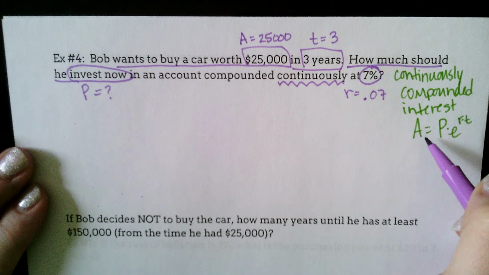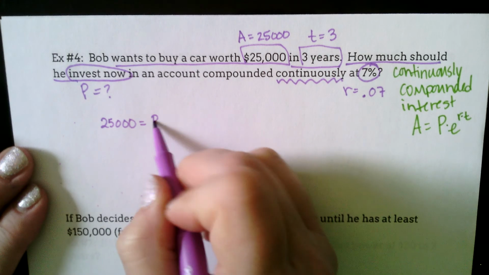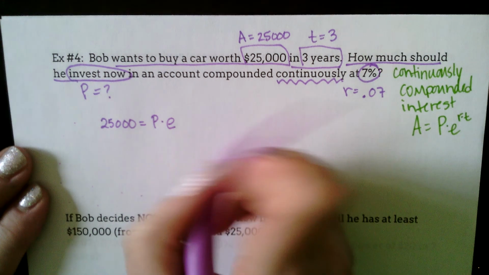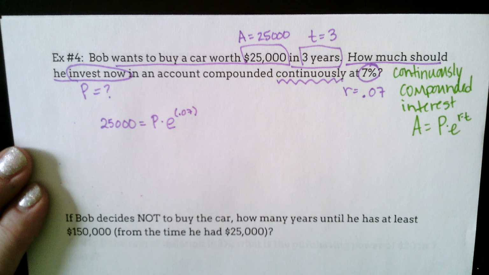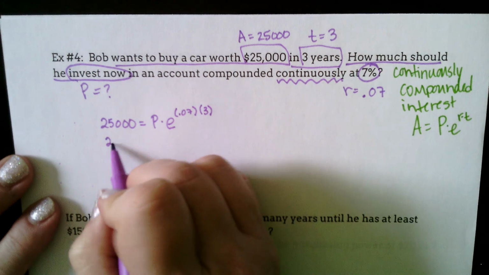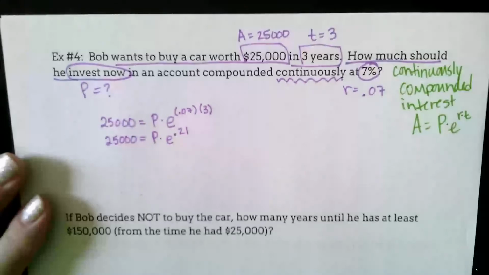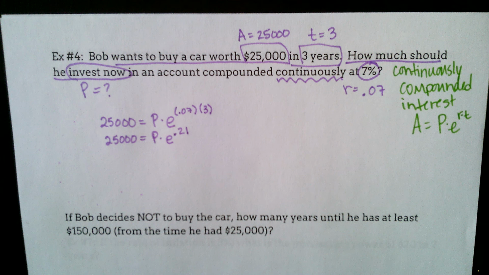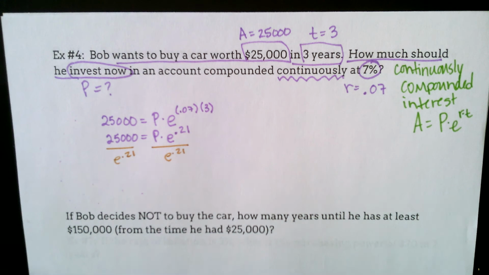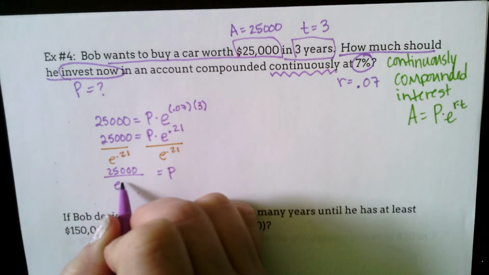So then we will have in our formula A, so 25,000 equals P, which we don't know, times e, which is just that number, 2.7. We'll use our calculator for that. Raised to the power of r, so 0.07, times t, which is 3. So I can simplify that exponent, P times e to the 0.21. And then we'll just divide both sides by e to the 0.21. So the exact value we'd have for P would be 25,000 divided by e to the 0.21.